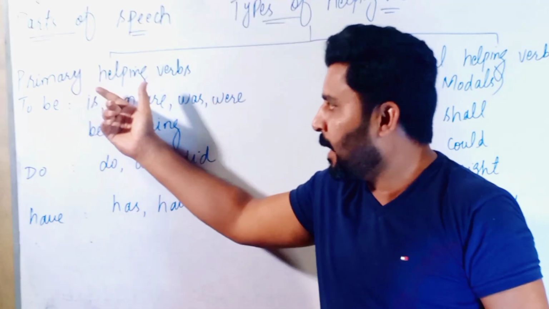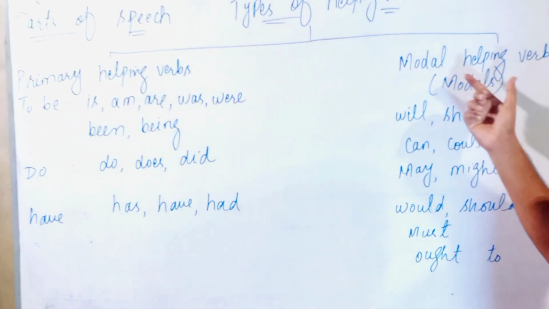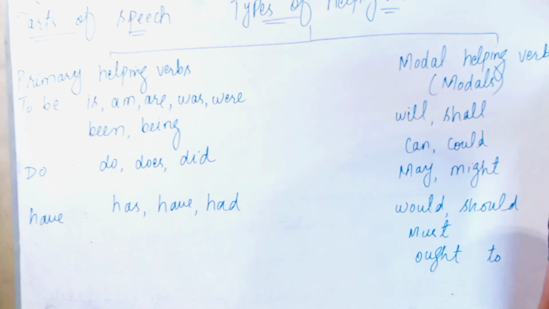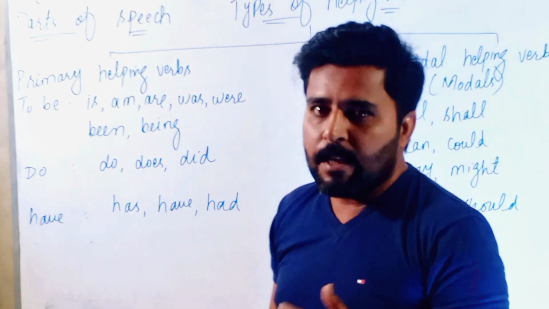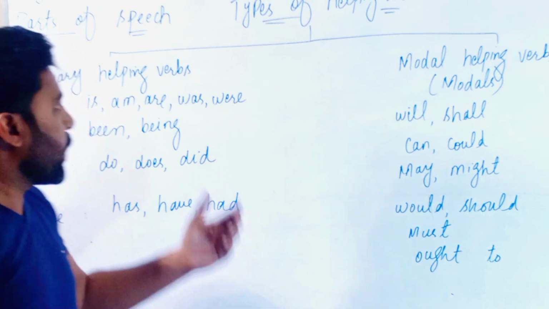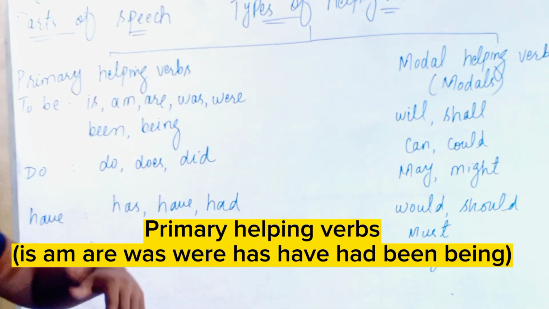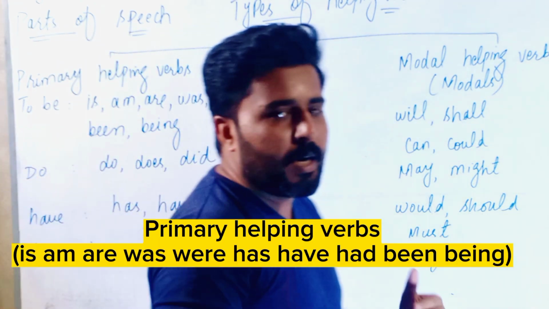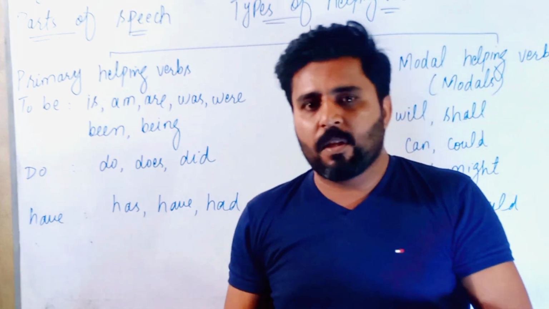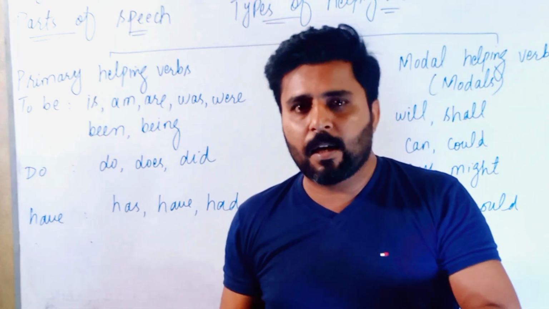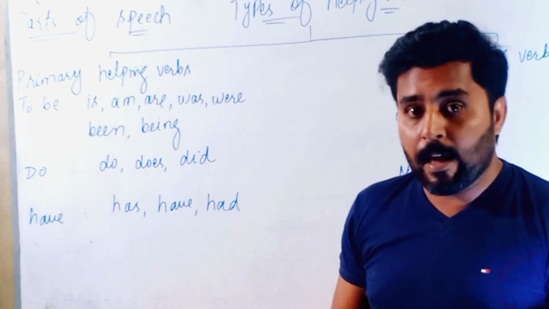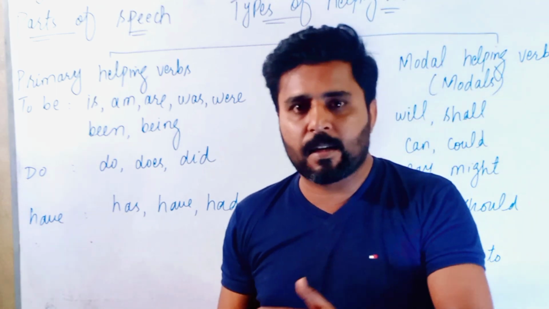Number one is primary helping verb, and the second category is modal helping verbs. We sometimes name modal helping verbs as modals. So what are primary helping verbs? All the most commonly used helping verbs are primary helping verbs because they are mostly used without action. They are also used with the actual actions as helping verbs in different tenses.